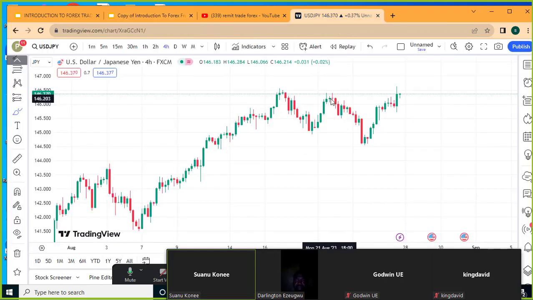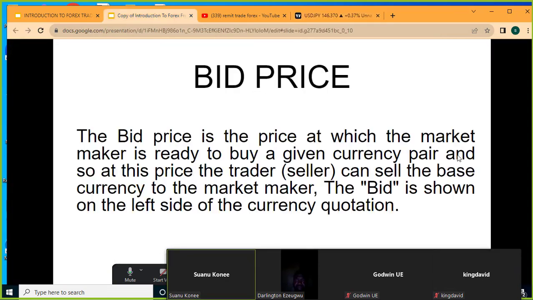Sell equals short, buy equals long, or you put it the other way around: short equals sell, buy equals long, long equals buy, short equals sell. Any of these is correct. So the next thing I want to be looking at today is bid price. Very important. The bid price is the price at which the market maker is ready to buy a given currency pair, and so at this price the trader sells the base currency to the market maker.